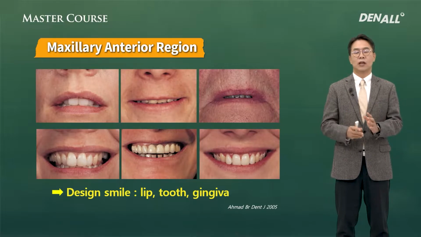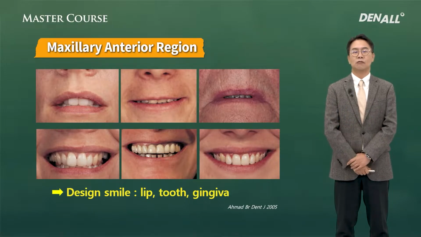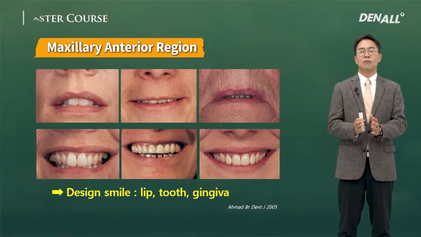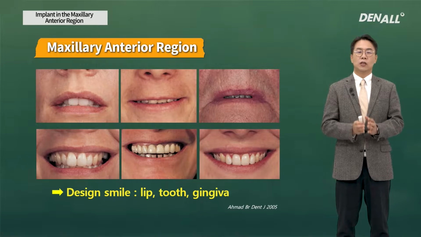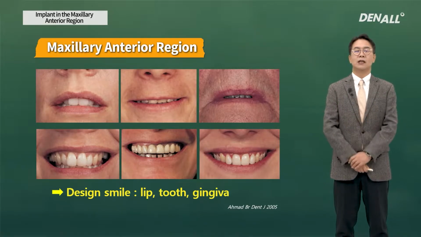We actually overlook the lips. The lips are very important in determining the aesthetics of the upper anterior. And this is a very broad subject to address in a short period of time, so I'm going to focus on teeth and gingiva in this lecture.